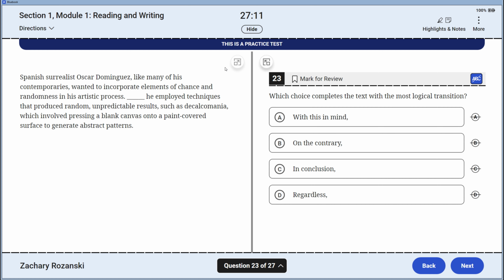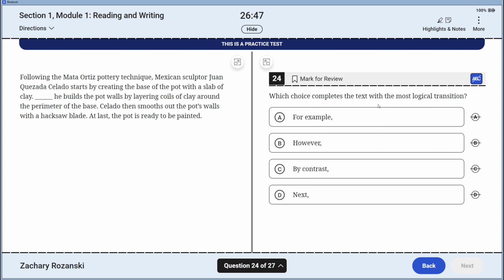23. Logical transition. Let's read the left side. The person wanted to incorporate elements of chance and randomness in his artistic process. He employed techniques that produce random. It's almost cause and effect, is my anticipation. Because he wanted to incorporate, he employed. That seems to be the cause and effect. The "with this in mind" option is the closest thing to that cause and effect expectation that I had established.